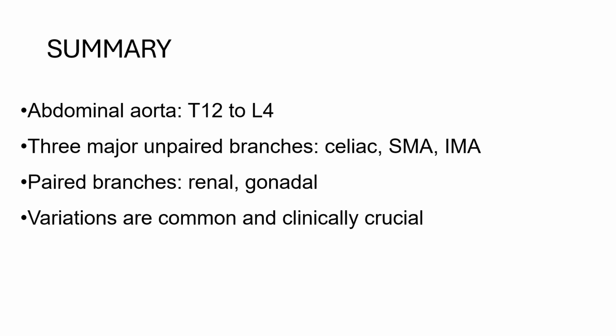Now let's summarize. The abdominal aorta extends from the 12th thoracic vertebra to the 4th lumbar vertebra, so its extent is from T12 to L4 level. It has three major unpaired branches: celiac trunk, superior mesenteric artery, and inferior mesenteric artery. The major paired branches are the renal and gonadal arteries. And the variations are common and clinically crucial, especially in the case of transplant.